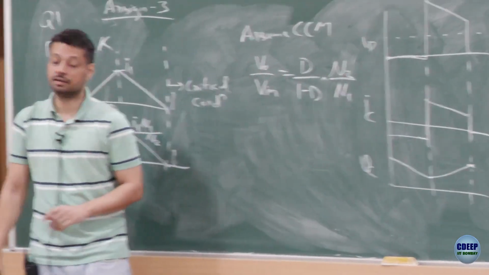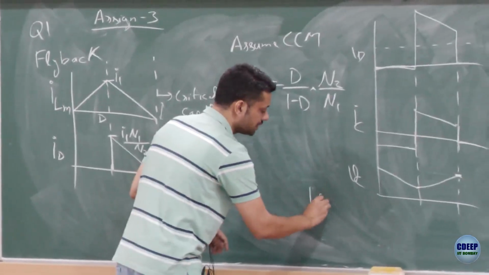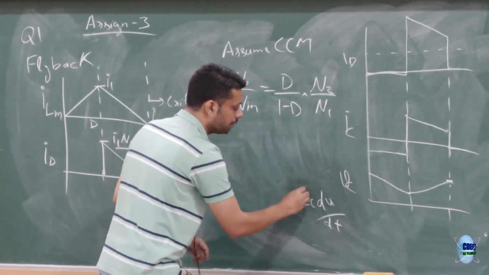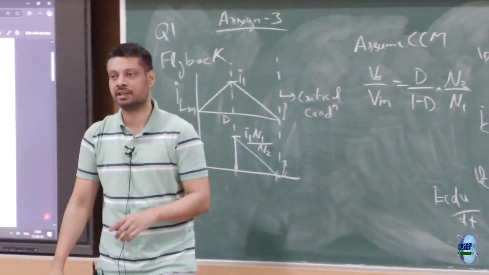I equal to C dv by dt. Use this equation. Integrate it from the minimum to the maximum point, and you will get your delta V.